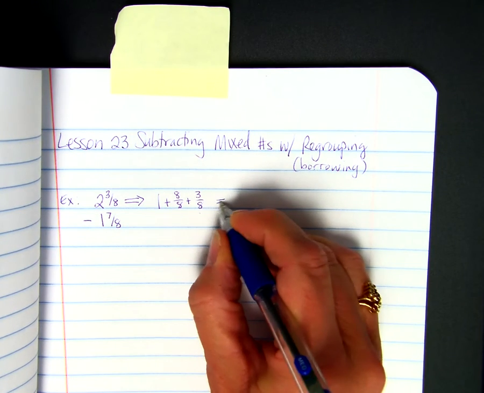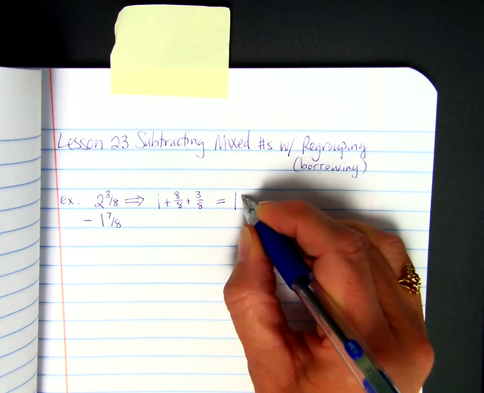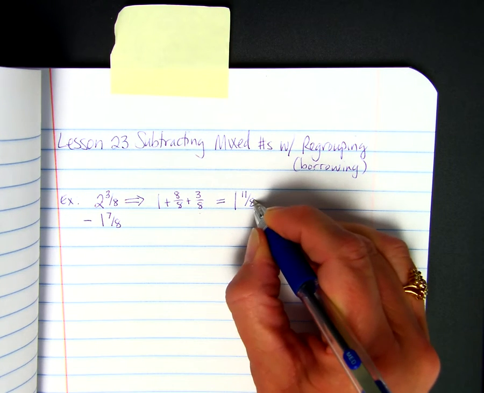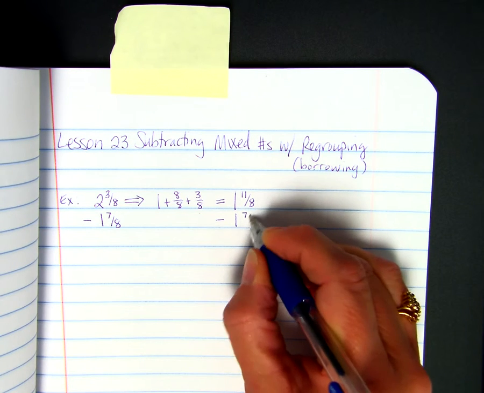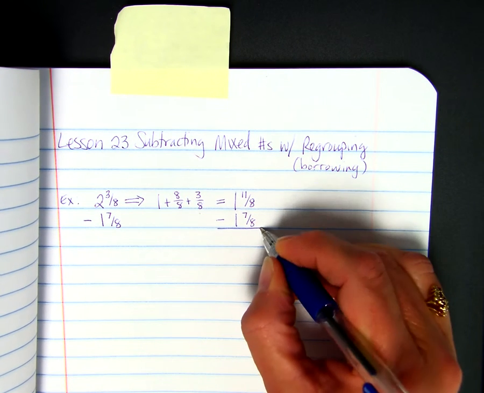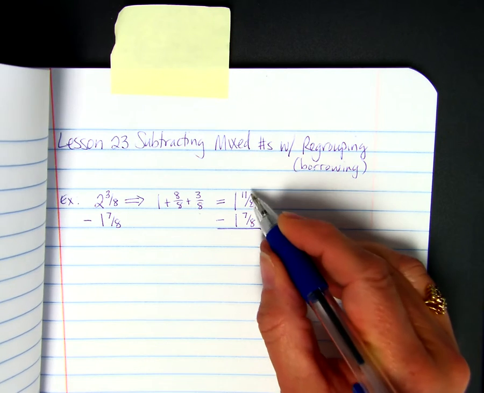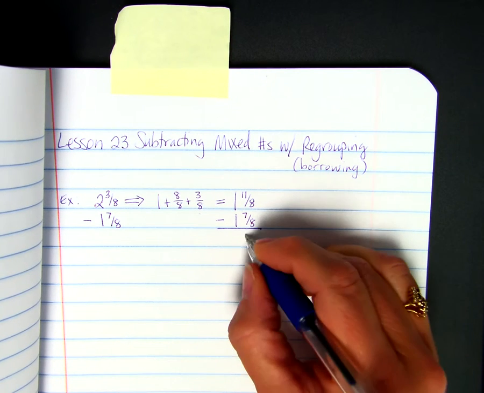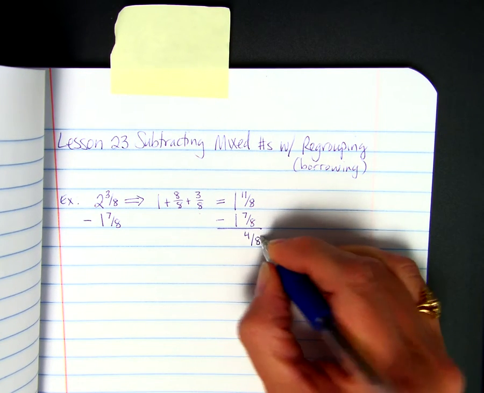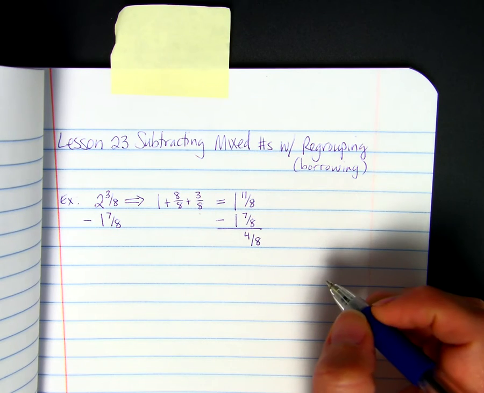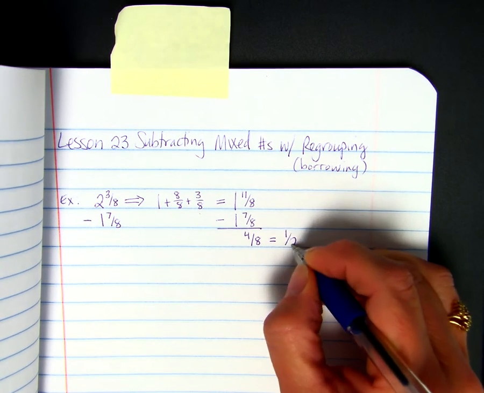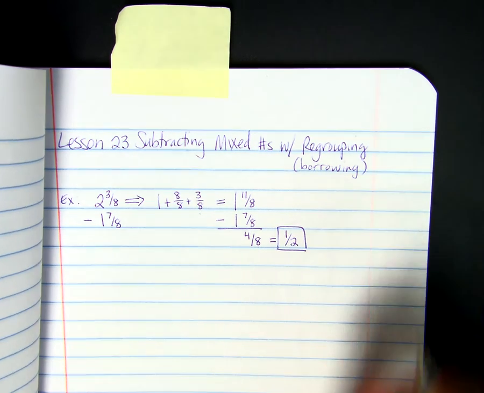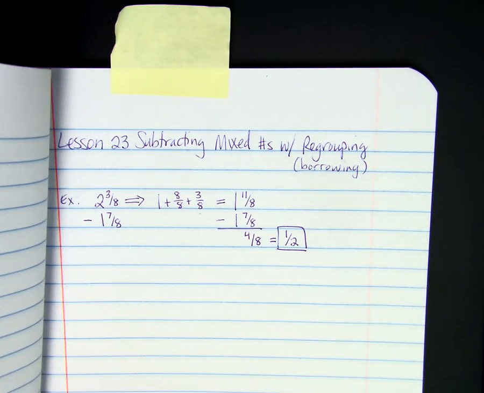So this actually equals 1 11/8. Then we can subtract 1 7/8, and we don't have to go into the negatives. So 11 minus 7 is 4/8, and 1 minus 1 is 0. So we just have 4/8, which reduces to 1/2. And that will be your answer.